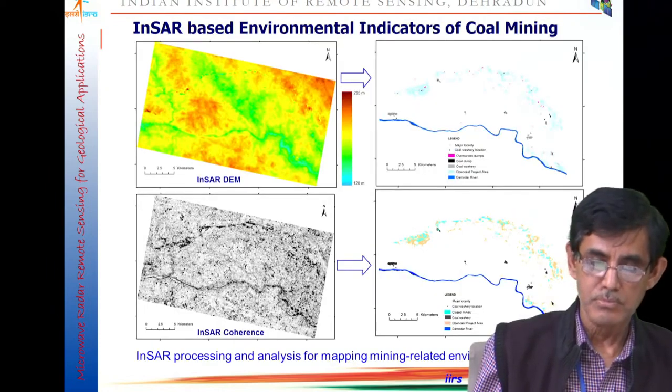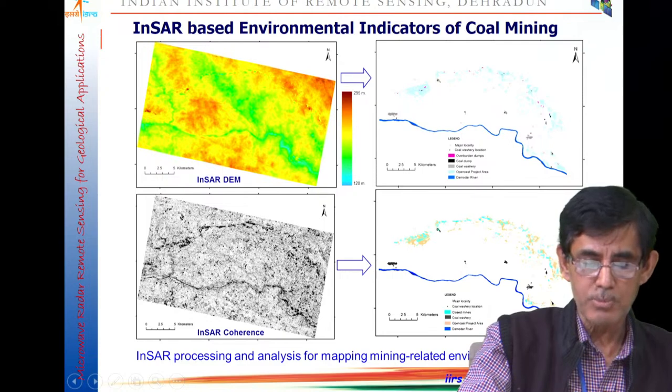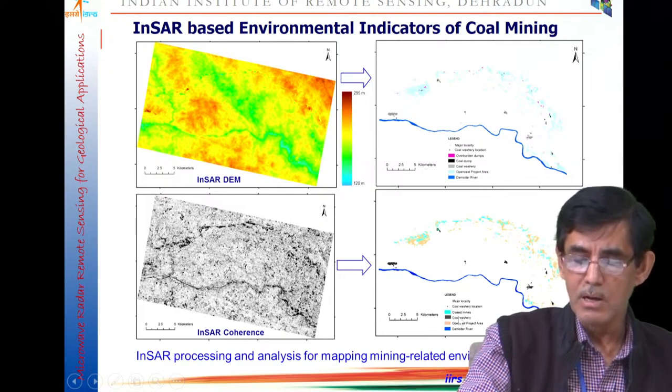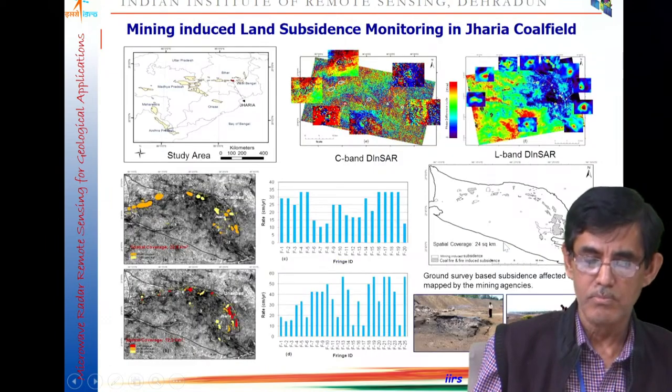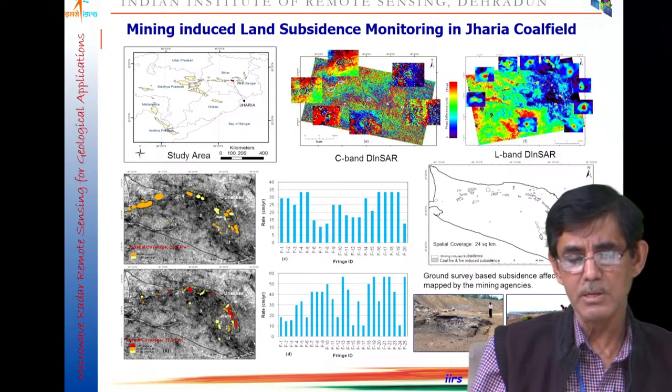Now from this interferogram, you can have the digital elevation model, you can have the correlation coefficient image, and from that you can get different kinds of mining indicators or environmental impact indicators, like coal dumps, overburden dumps, open cast mines, then closed or abandoned mines. And from differential interferometry, the movement also you can detect and measure.